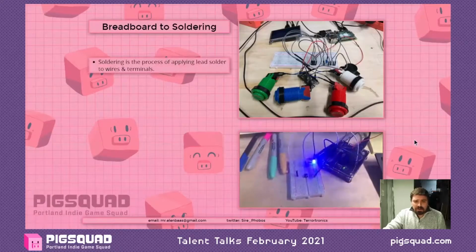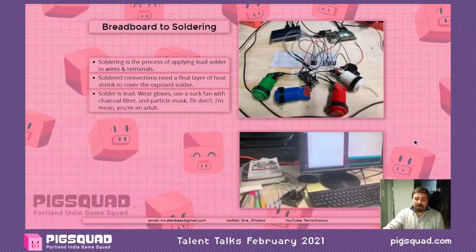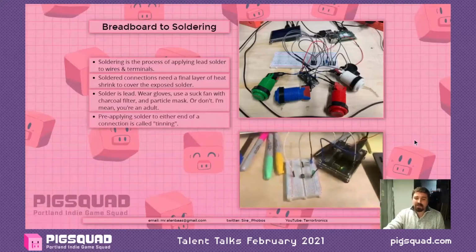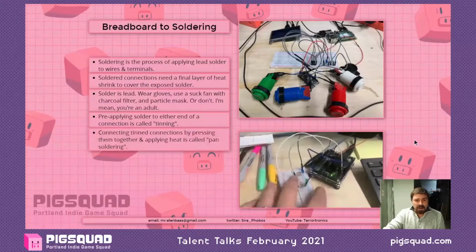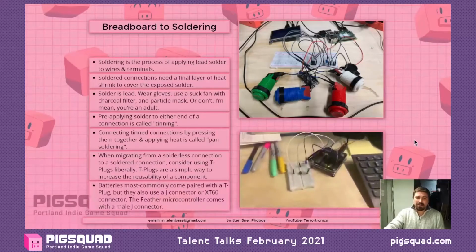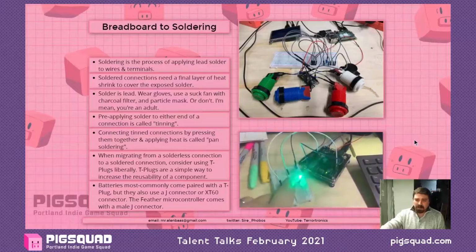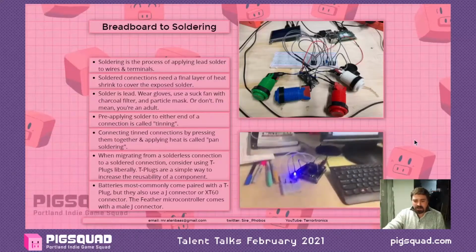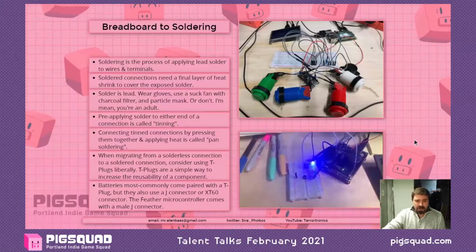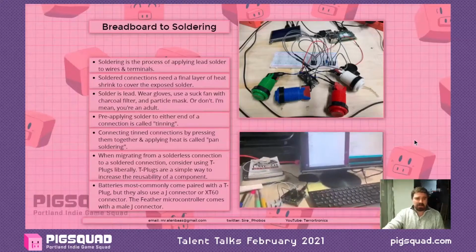You're going to start moving over to soldered things after a while, after you have finalized where you want things. Soldering is pretty simple. It's the process of applying lead solder to wires and terminals. Then you put some heat shrink on the outside, shrink it up, and you're all good to go. Wear your PPE. It's lead solder. Save your lungs.